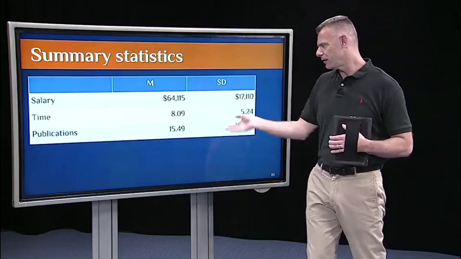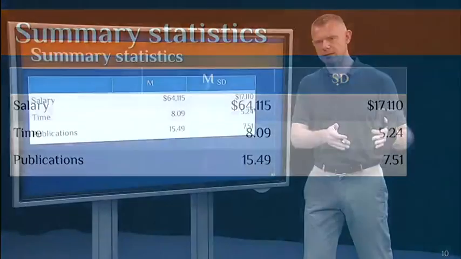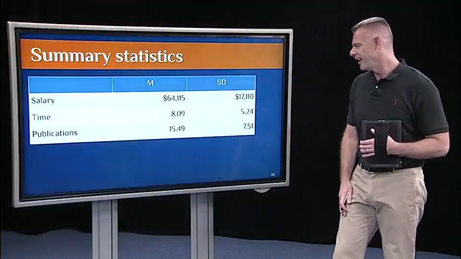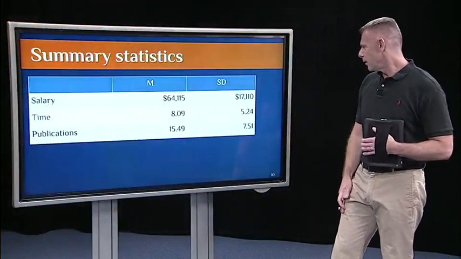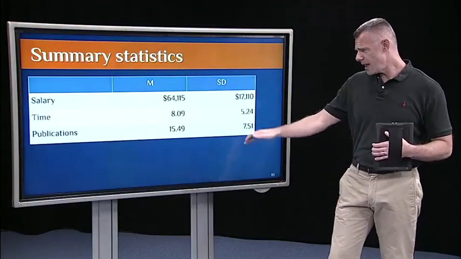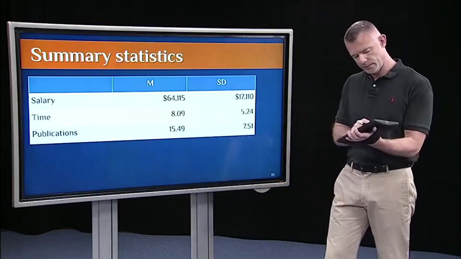So the average salary for professors in this example was 64,000 with a standard deviation of 17,000. Time since the PhD was about 8 years. So these are relatively young faculty members. It's funny, when I used this example years ago, I didn't think 8 years out was young. Now I do. 8 years out is young. With a standard deviation of about 5 years. And they have, on average, about 15 publications with a standard deviation of about 7.5.